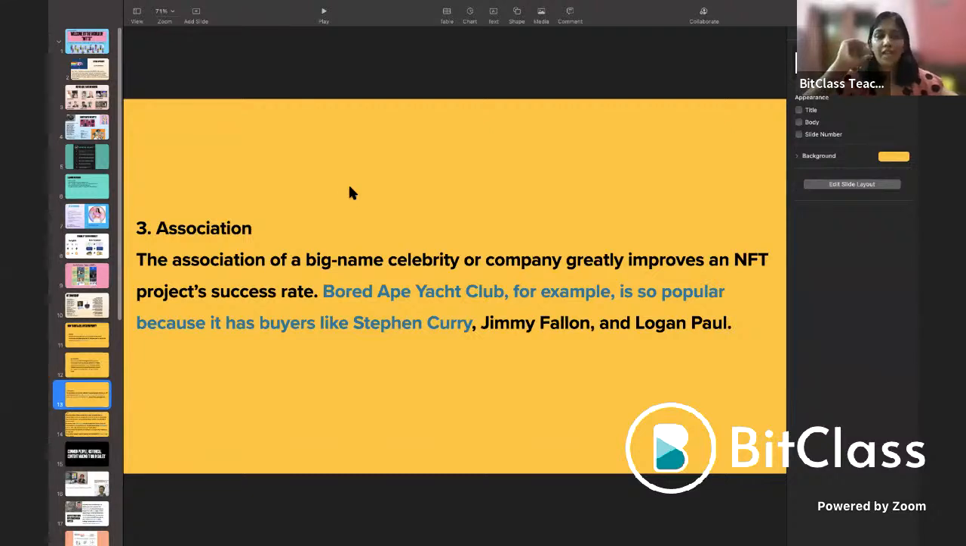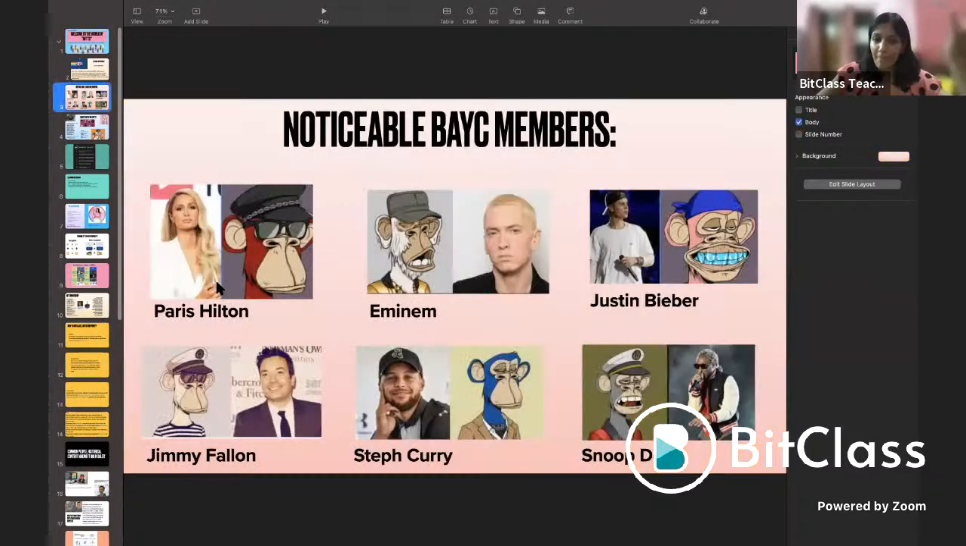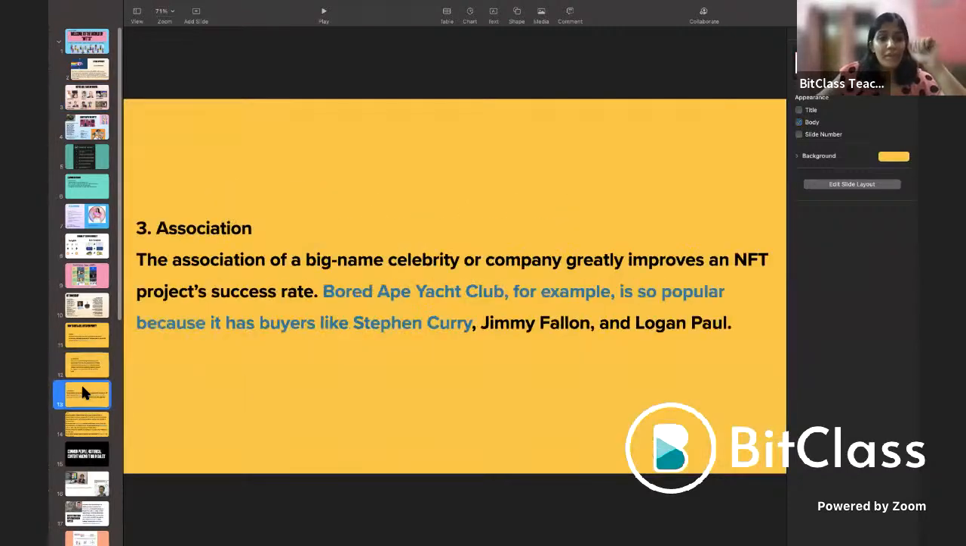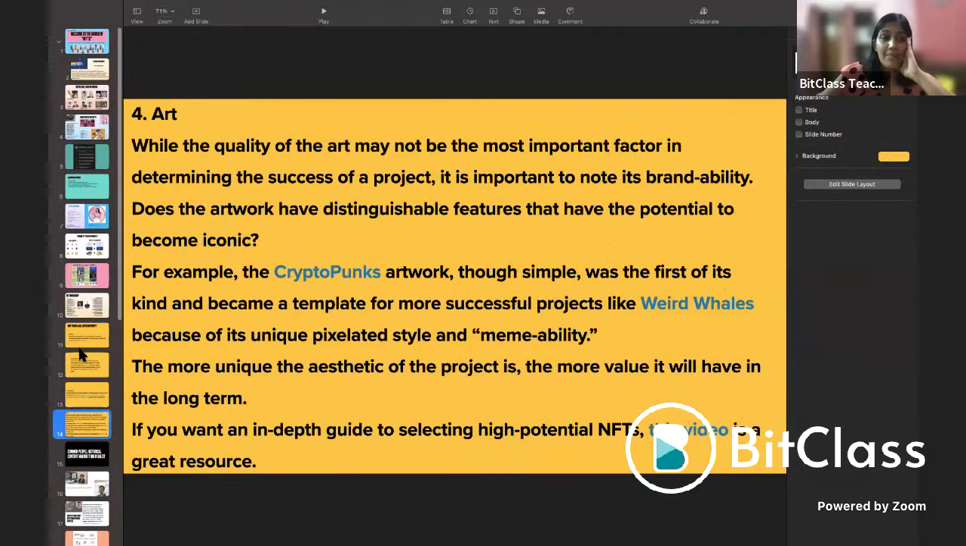So now association. Association again, guys, is very, very important, right? Now a big name, a celebrity, is greatly going to improve an NFT project's success rates. Bored Ape, for example, is very popular because it has buyers like I've already shown you: Paris Hilton, Eminem, Justin Bieber, Jimmy Fallon, Steph Curry, Snoop Dogg. All right. So these are the ones, right? There is Logan Paul as well, right?